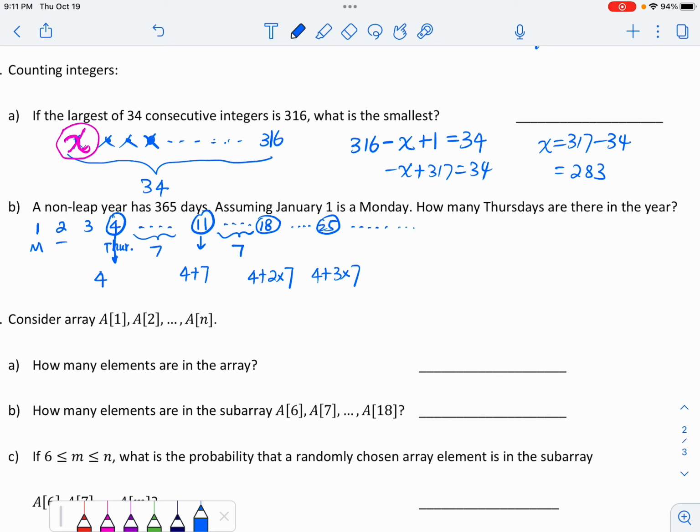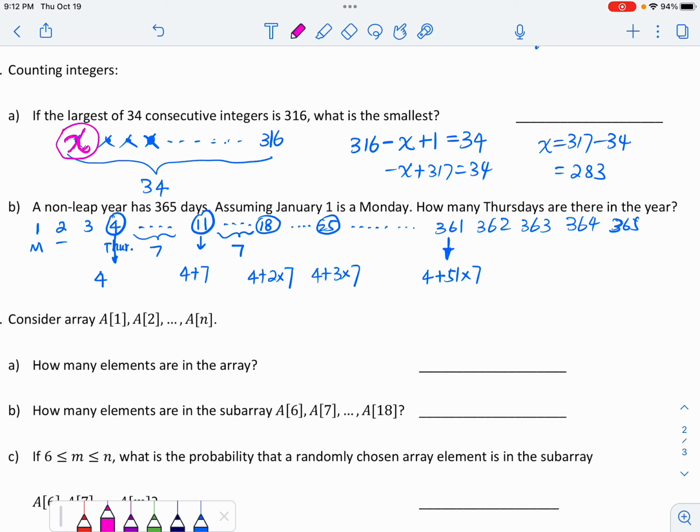Now, 361, 362, 363, 364, 365, and so on and so forth. And actually, it turns out this one is 4 plus 51 times 7, which is 361. So you have to do a little algebra to verify that. And that will be the last Thursday, because that's 4 plus a multiple of 7 you get to here.